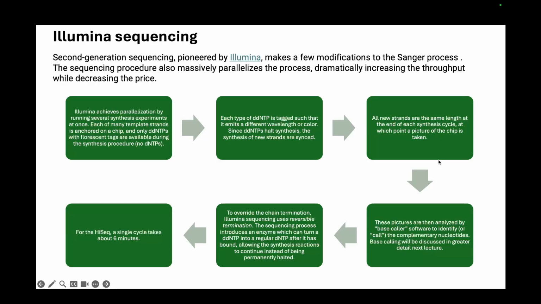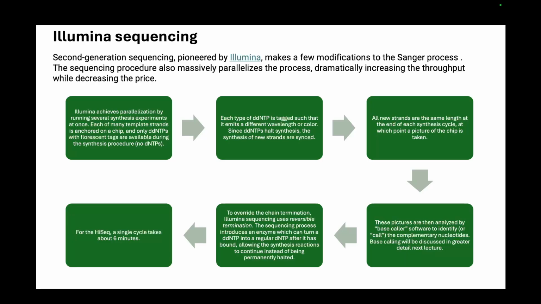To override the chain termination, Illumina uses reversible termination. The sequencing process introduces an enzyme which can turn a ddNTP into a regular dNTP after it has bound, allowing the synthesis reaction to continue instead of being permanently halted. Once a ddNTP has been attached, it takes a picture to check which ddNTP has been attached. After that is done, it uses reversible termination. It converts the ddNTP to a dNTP so that more bases can be added after that.